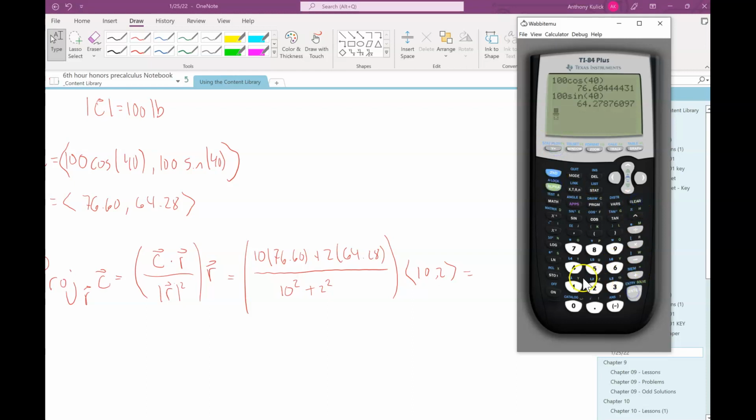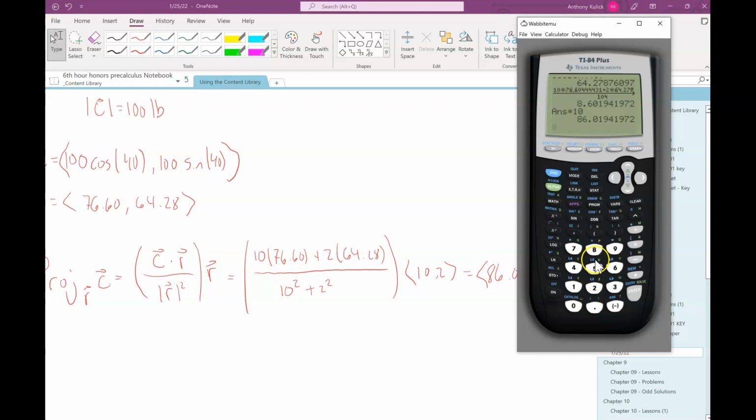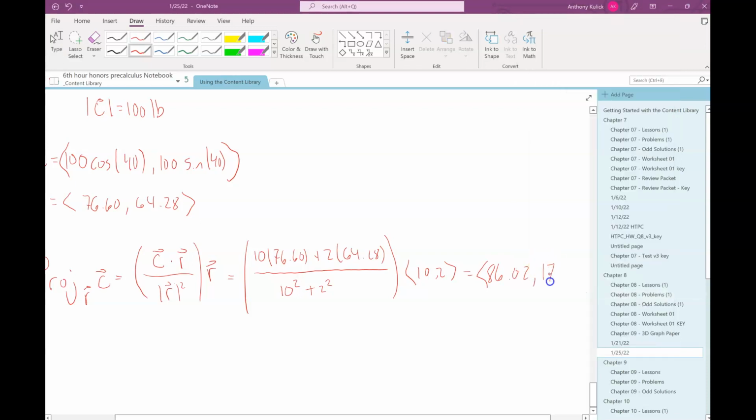Let's do it this way. 10 times this plus 2 times this divided by 104. Gives me that. Okay. And then that I multiply by 10. 8602. And then I take that same number and multiply it by 2. 1720. That's much better.